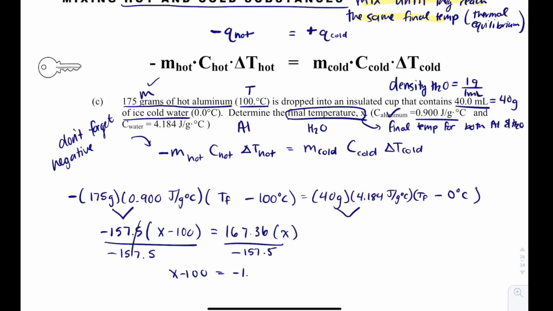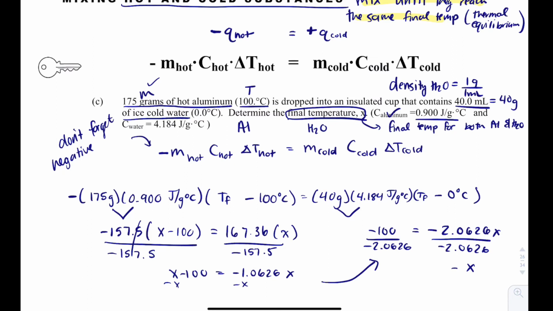I get negative 1.0626x. I'm going to combine like terms, so minus x, I get over here negative 2.0626x equals negative 100. Divided by negative 2.0626, divided by negative 2.0626, and when I solve that out, let me just plug it in. 100 divided by 2.0626, I get 48.48, so I'll round it to 48.5, and the units on that, because that's temperature, will be degrees Celsius.